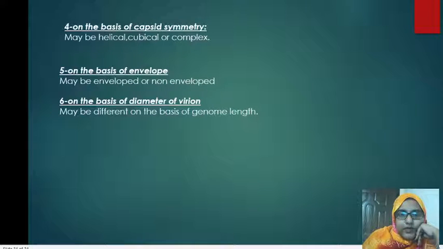Then on the basis of capsid symmetry, they may be helical, they may be cubical, they may be complex, depending upon what type of capsid, what type of protein symmetry it contains. And on the basis of envelope, they may contain an envelope, they may not contain an envelope. On the basis of diameter of the virion, they may differ on the basis of genome length. As the length of the central genome increases, the length of the virion increases.